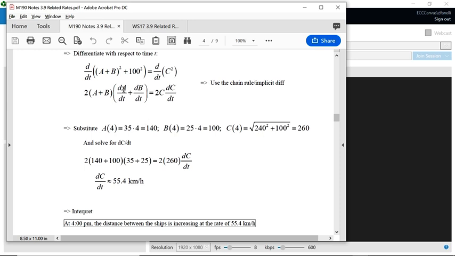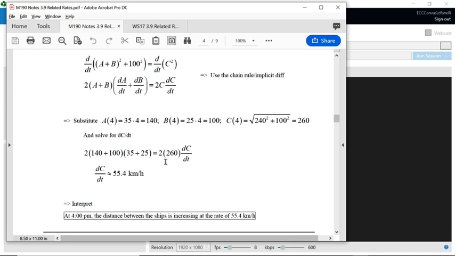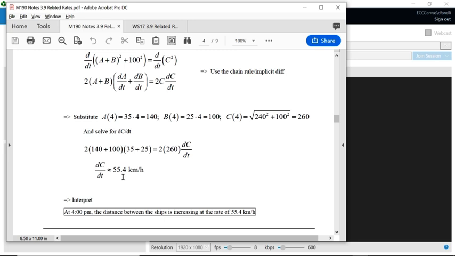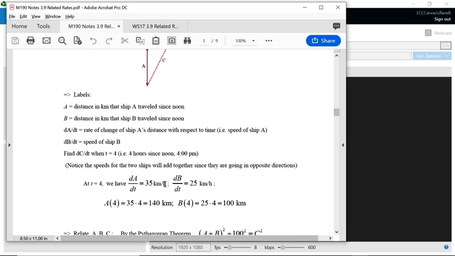We also can plug in dA/dt, which was a constant rate of change, 35 kilometers per hour, and dB/dt, which was the constant rate of change of 25 kilometers per hour. Plug all those in to evaluate dC/dt, and we get approximately 55.4 kilometers per hour. That's the rate at which the distance between the two ships is increasing.